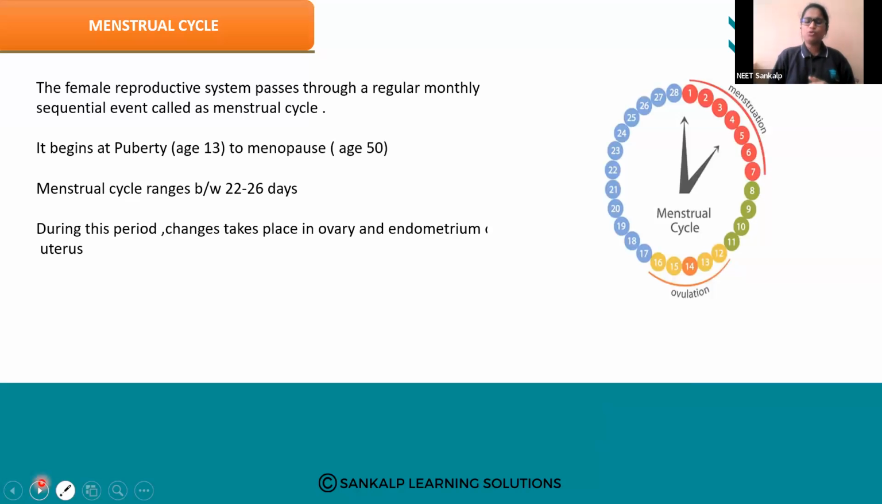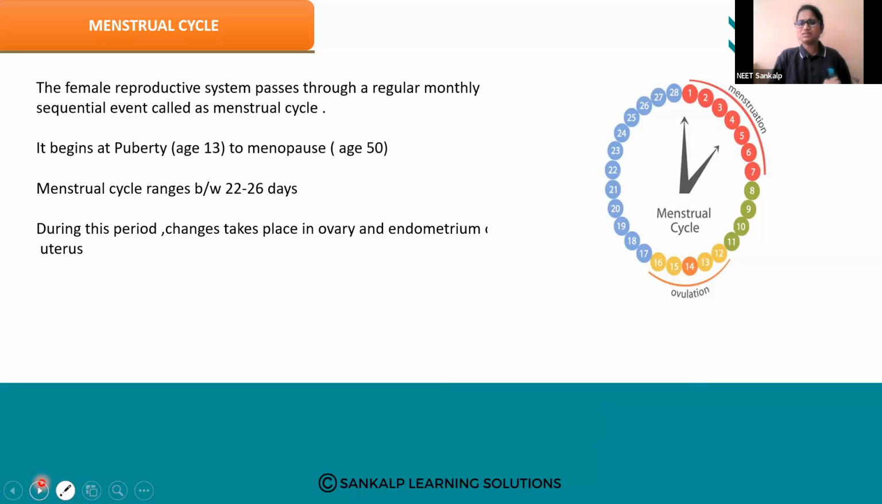Menstrual cycle. The usual monthly cycle, which usually females face. The female reproductive system passes through a regular monthly sequential event, which is called the menstrual cycle. It is a sequential event which occurs in a cycle of about 28 days.